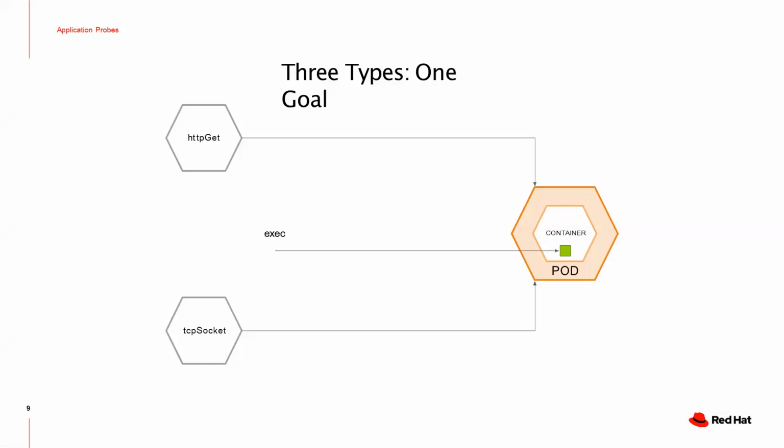With application probes, there are 3 types of checks that OpenShift will do. The first type of check that it can do is an HTTP check. With the HTTP check, it will do, just like it implies, an HTTP check. If it gets a return code between 200 and 399, it considers that a successful check. This is good for web applications.